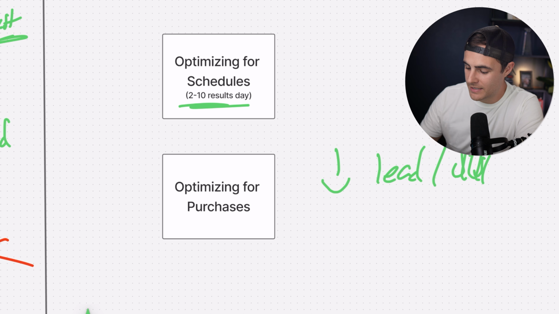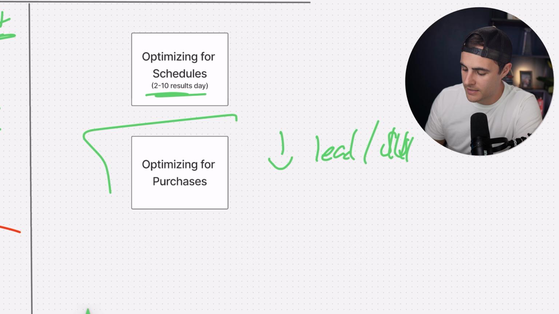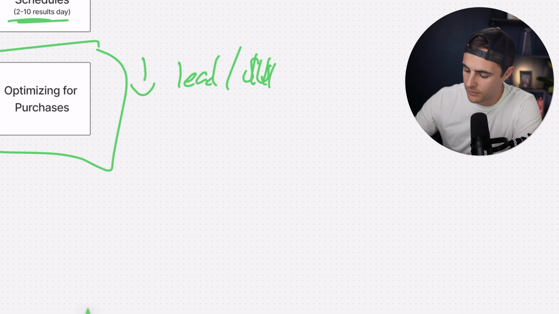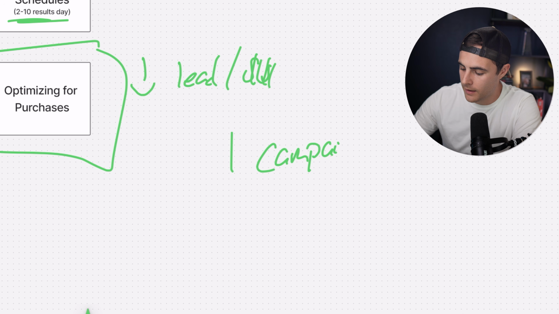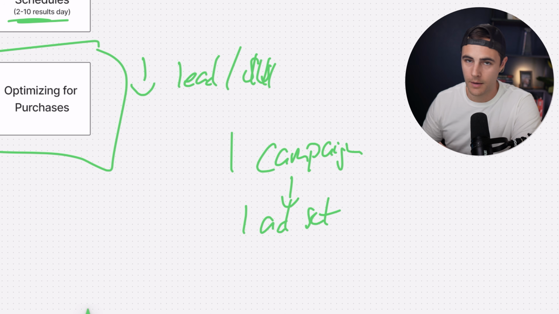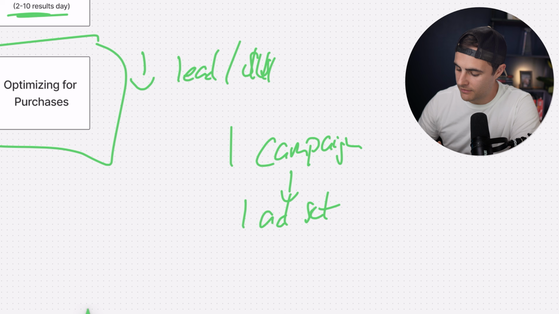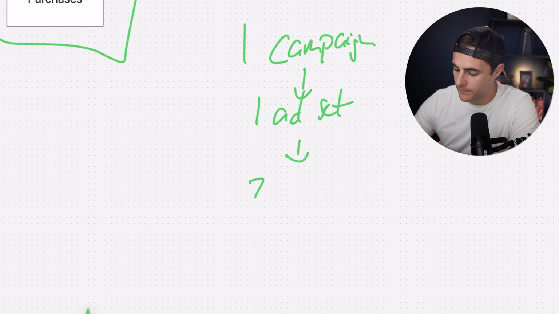And then with this CBO campaign, there are 2 ways of doing this. You could have one campaign, okay? And then inside of here, you could have one ad set. That was a huge push for a lot of people post Andromeda. And then we could have anywhere from 20 to 50 ads inside, right?